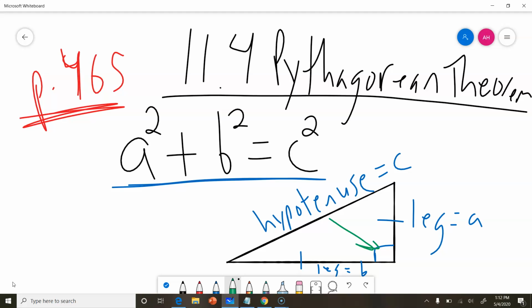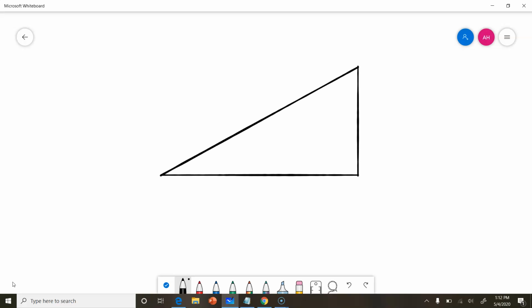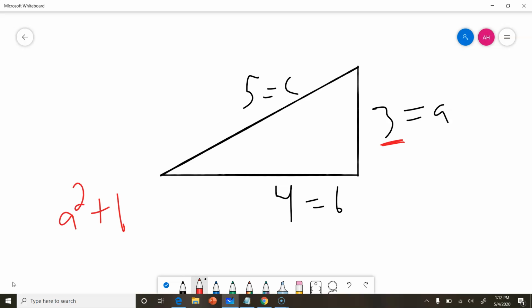Now the question is, how do we figure out what is happening? Well, look at the drawing here. If you need to write that, go ahead. They have the triangle like that, and they say one side is 3, one side is 4, and one side is 5. Remember, this is A, this is B, and this is C. So we have a squared plus b squared equals c squared. Let's see if that's true.